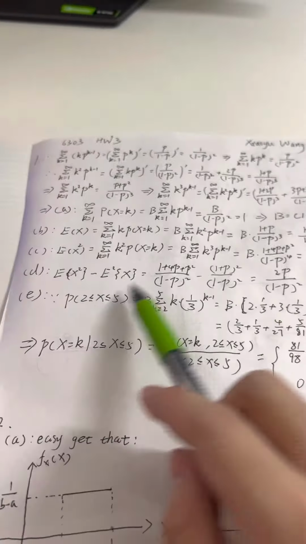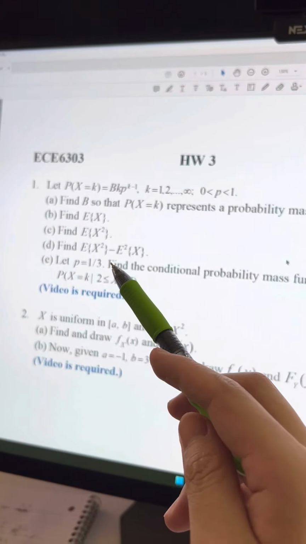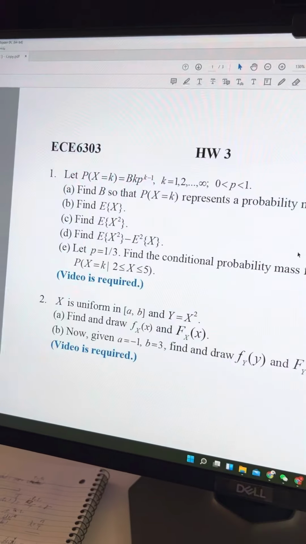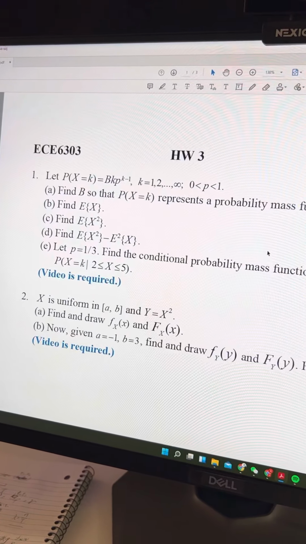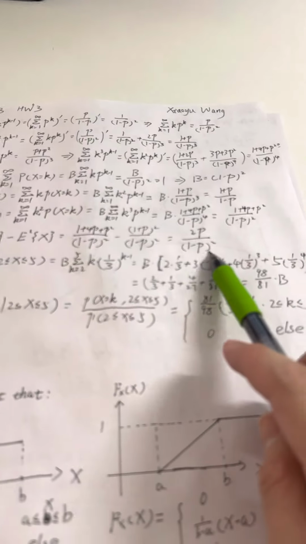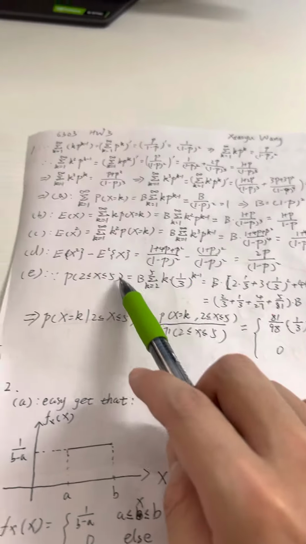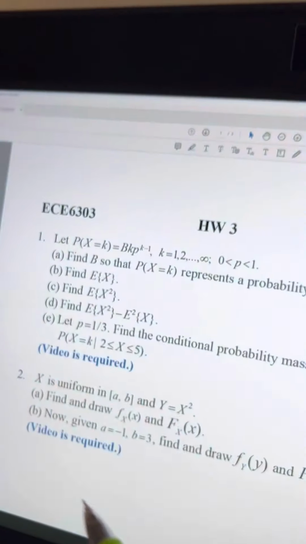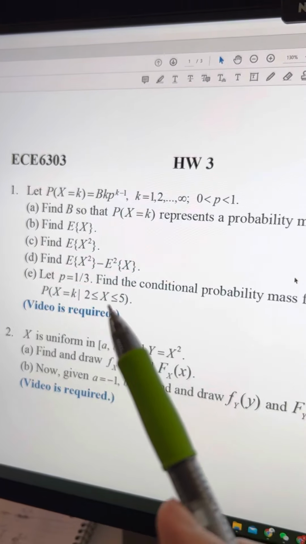And for sub-question D, when calculating this one, we can directly use the conclusion from sub-question B and sub-question C, and we get the final result. And for sub-question E, it is easy.